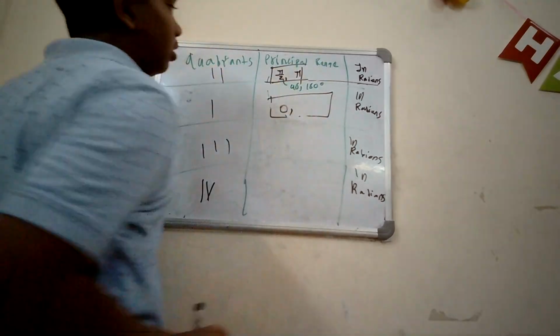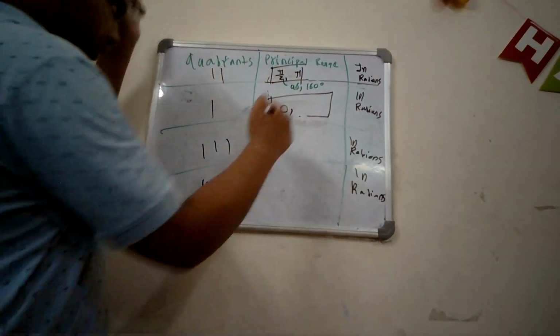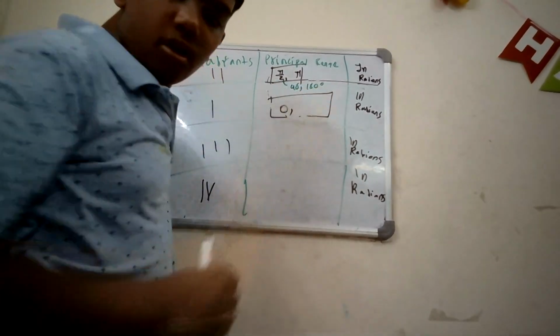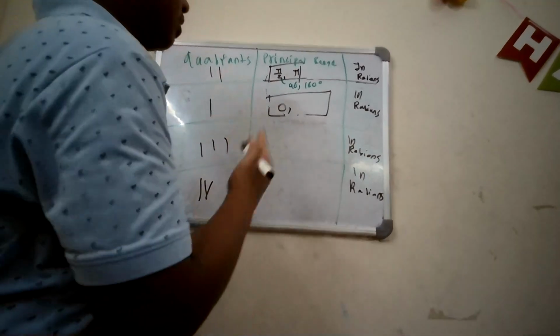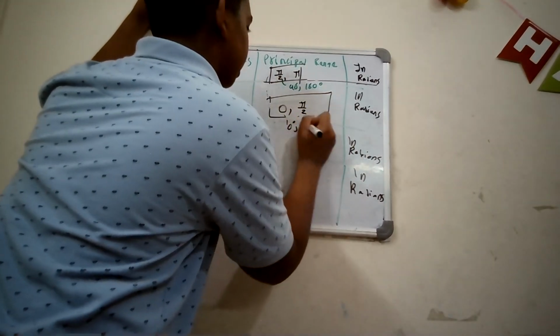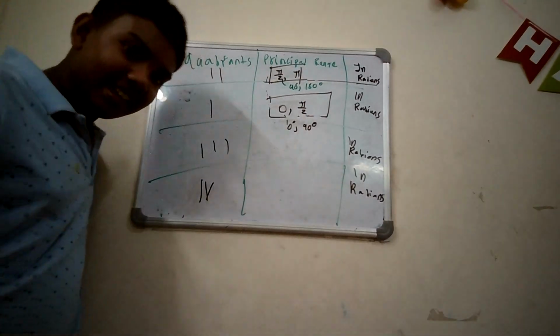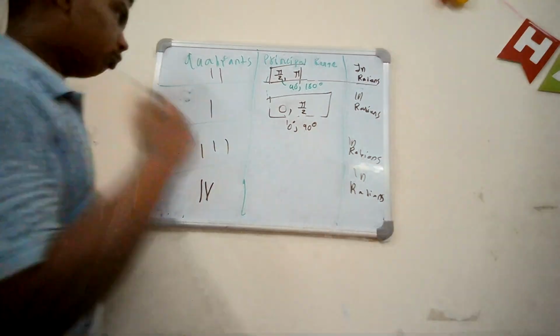0, 2. Wait, 0? Okay. Oh my god, I'm not working. Okay, 0. Come on, I forgot. What was it? Yeah, wait, hold on. Yeah, pi upon 2. 0 degrees to 90 degrees. Oh my god, I'm just tripping so bad, bro. I don't know why. Okay, anyways, coming to quadrant 3.